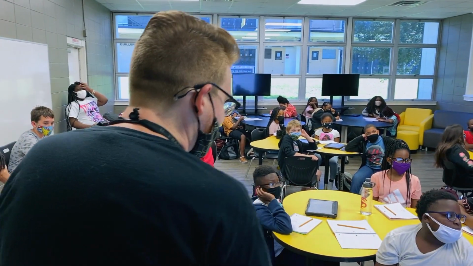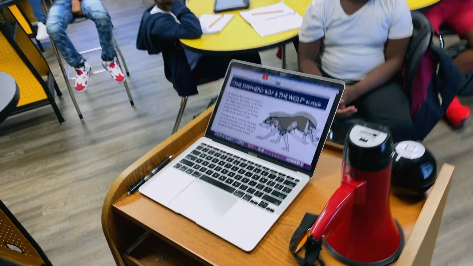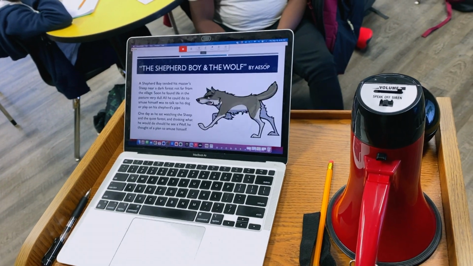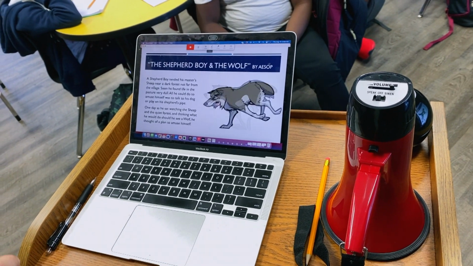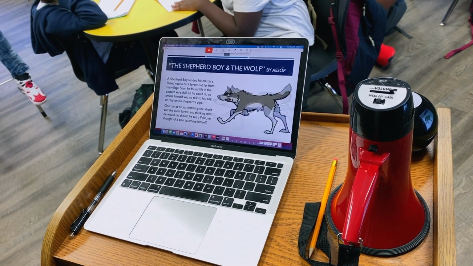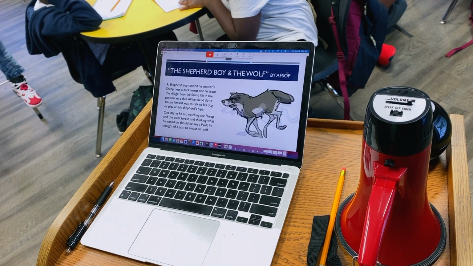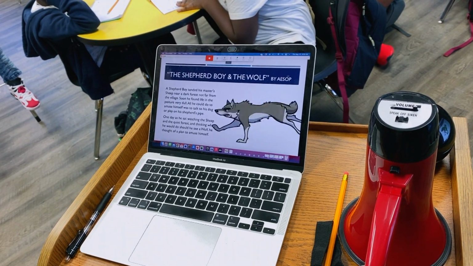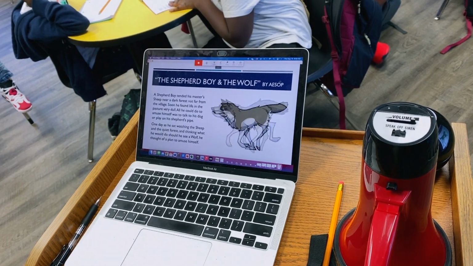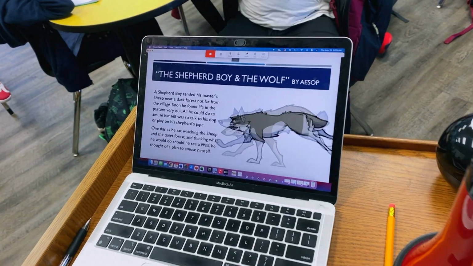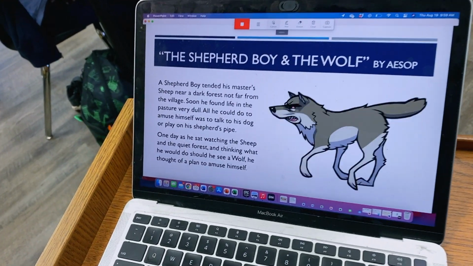A shepherd boy tended his master's sheep. Y'all remember, we're using slime on this, so start thinking about S-L-I-M-E when we're listening to this story. A shepherd boy tended his master's sheep near a dark forest not far from the village. Soon, he found life in the pasture very dull. All he could do to amuse himself was to talk to his dog or play on his shepherd's pipe.